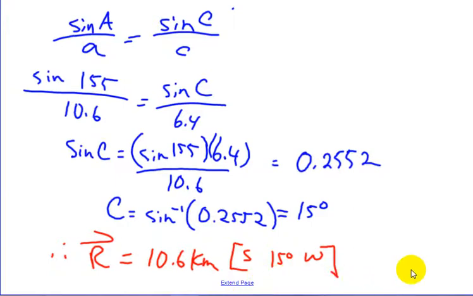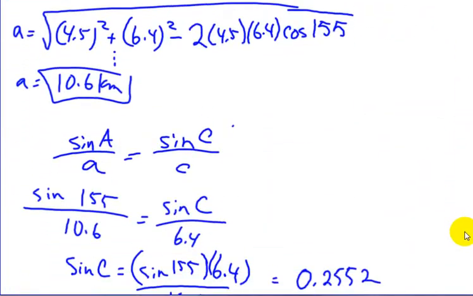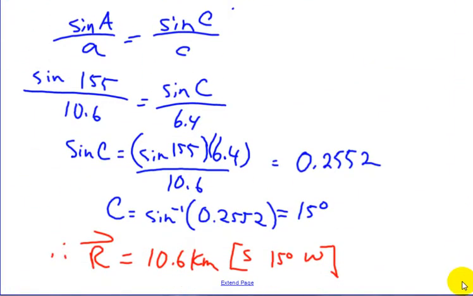So if you didn't get that, take a look at your work, maybe try it again. If not, ask me when you see me again, and hopefully we can get that straight as to why you didn't get that. But hopefully if you got 10.6 kilometers south, 15 degrees west, good job.